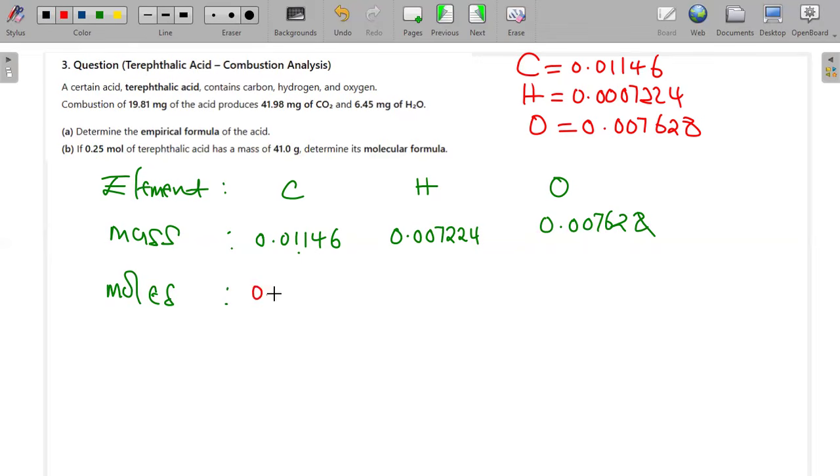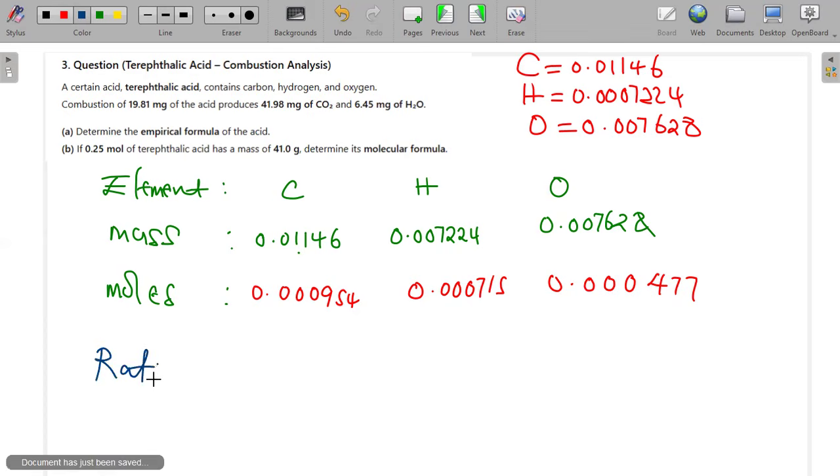I'm getting 0.0000954. This is hydrogen, so I divide by 1.01, its molar mass. I get 0.000715. Then this is oxygen, so I divide by 16. I get 0.000477. Then I ask myself, which one of these is the smallest, to find the ratios?